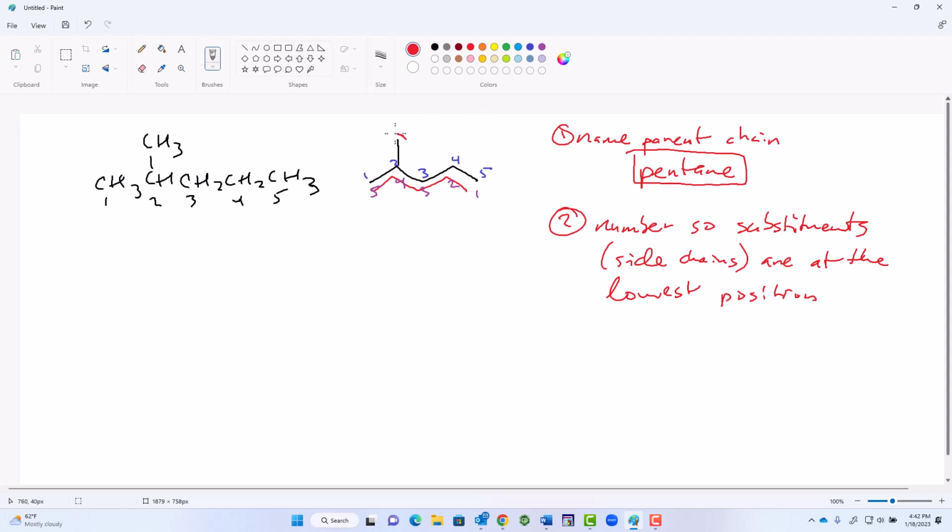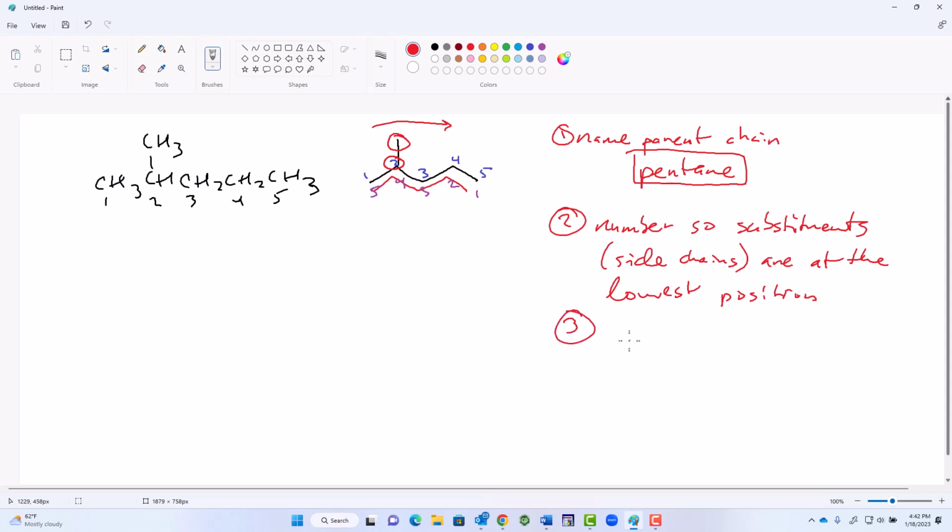So we have one substituent here. This is going to be this CH3 group. If we go from left to right, we see that it sits at the 2 position of our parent chain. However, if we number from right to left, we see that it falls at the 4 position of the parent chain. So we're aiming to have the lowest possible position. So we're going to be numbering left to right for this particular chain. So we would number it 1, 2, 3, 4, 5 from left to right.